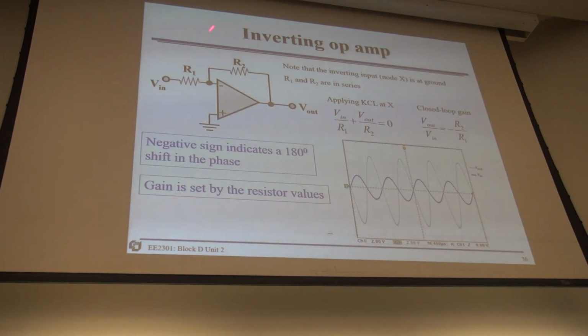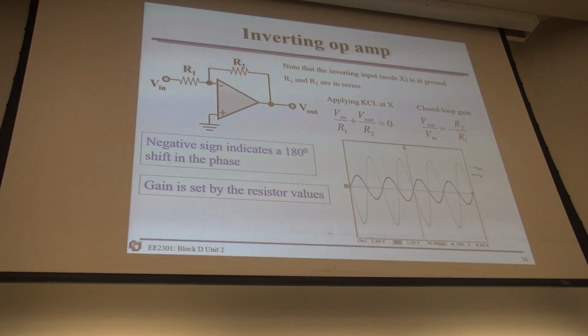So V in is 1 watt. I want this V out to be 2 watt. Is it possible? Sure. I want V in to be 1 watt and this is minus 0.1 watt. Sure, we'll just pick different R1 and R2.